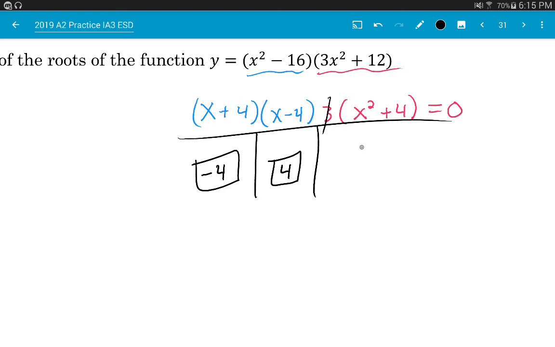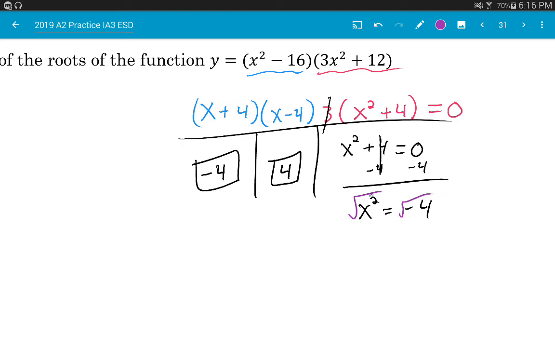And what do I do with this? Well, if x squared plus 4 is equal to 0, let's solve for x. Minus 4 on both sides. I get x squared equals negative 4. And now I need to square root. Square root of x squared is x equals, don't forget the plus or minus, square root of a negative is i, square root of 4 is 2. Oh, but that looks messy. It should be 2i, not i2. x equals plus or minus 2i.